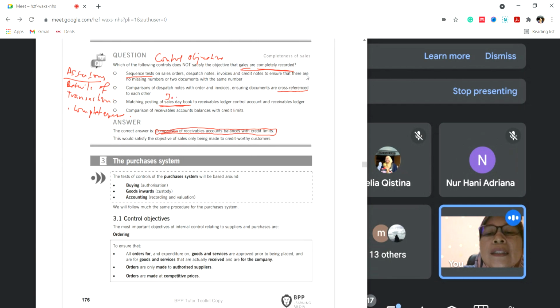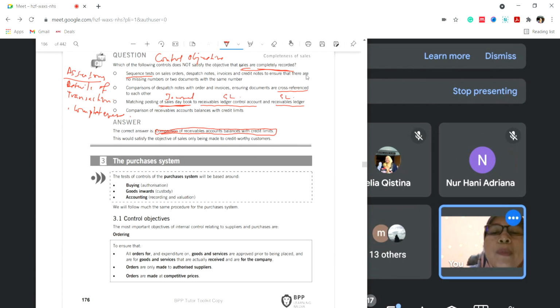Okay, this is the journal. So from the journal it transfers to the sales ledger, right? First, and after that to the receivable ledger control account. So this is in the general ledger. So that means complete. So first journal, second ledger, third general ledger. Okay, good. And the last one?